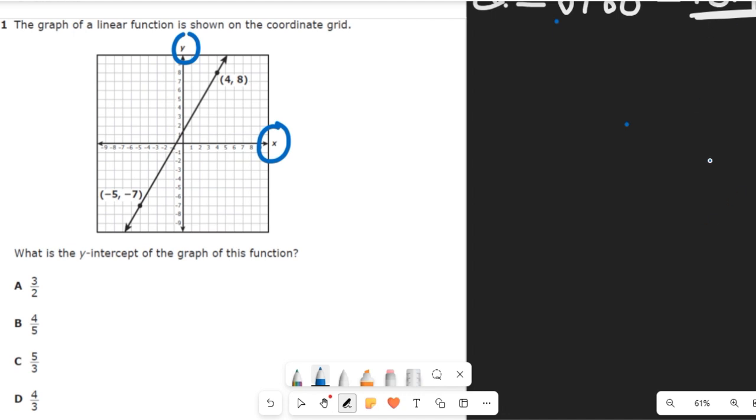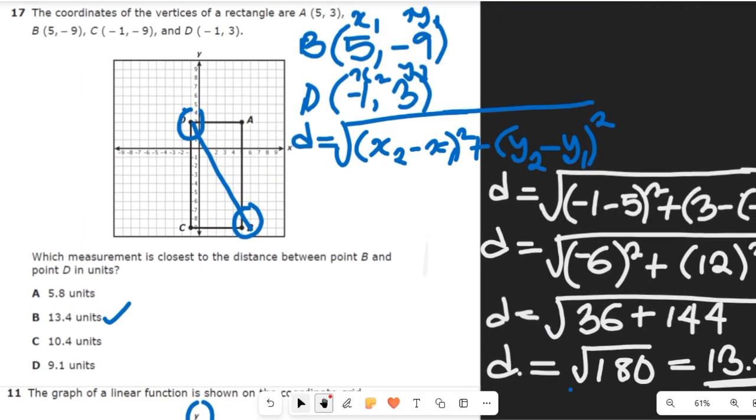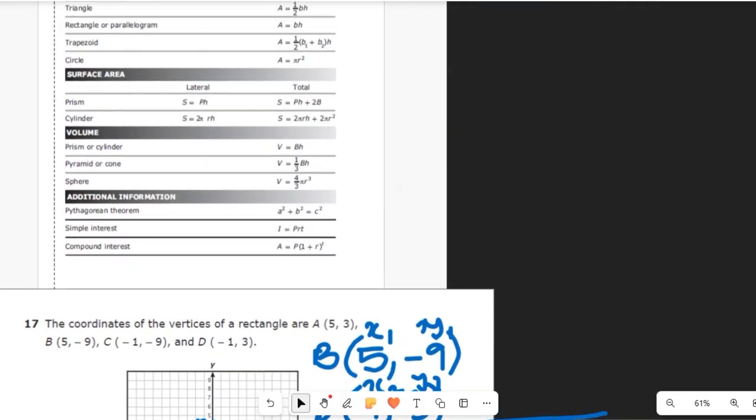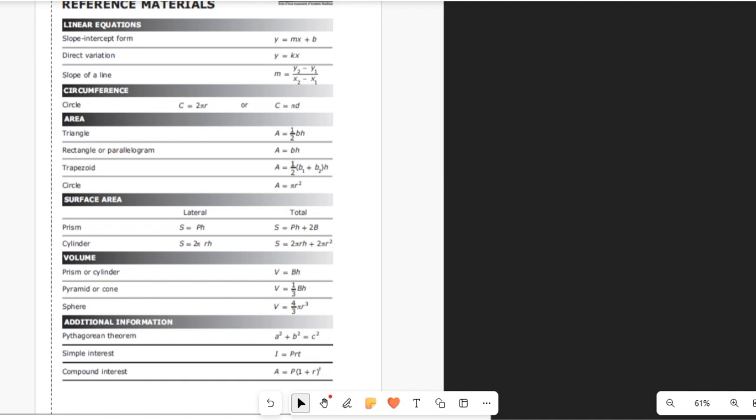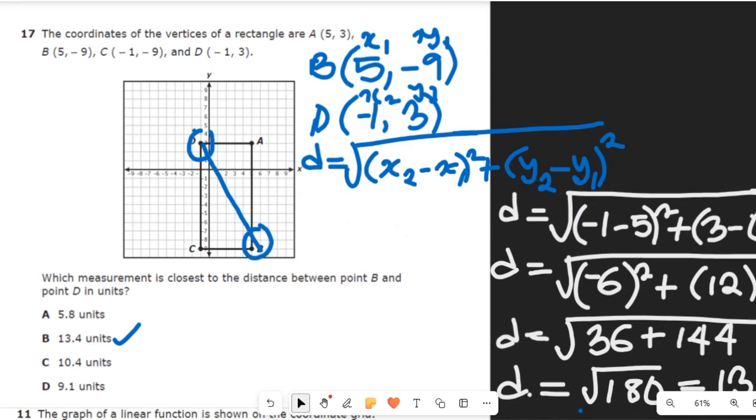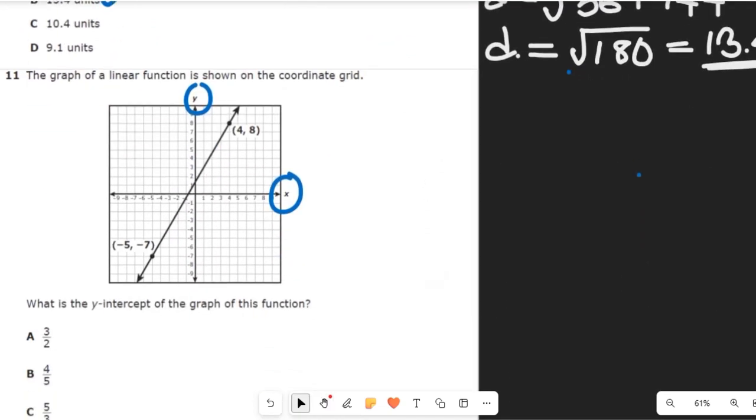So the question says we should find the y-intercept of the graph of this function. Now if we go back to the question given to us, the material given to us, we're going to find out that the slope-intercept form is y equals mx plus b. So we're going to use that formula to find the y-intercept.